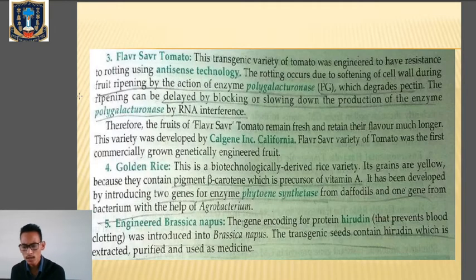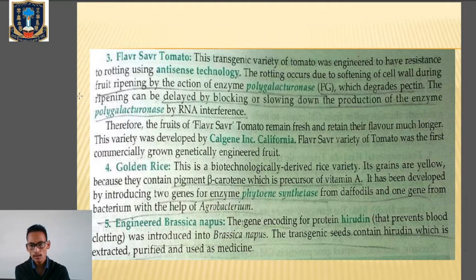Okay. Next one, Flavr Savr tomato, is a transgenic variety of tomato which was developed by genetic engineering to have resistance to rotting by using antisense technology. Normally tomatoes start rotting by the action of the enzyme polygalacturonase (PG). Okay, that will decrease the pectin. So the ripening can be delayed by blocking or slowing down the production of the enzyme polygalacturonase by RNA interference. Because this enzyme PG starts the process of fruit ripening.